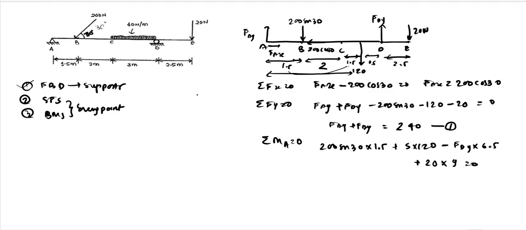Yeah, 9. So the total beam length will become 9. So let us see how we can calculate FDY from this. We have 100 into 1.5 plus 120 into 5 plus 20 into 9 divided by 6.5, which is 143. So FDY comes out to be 143.